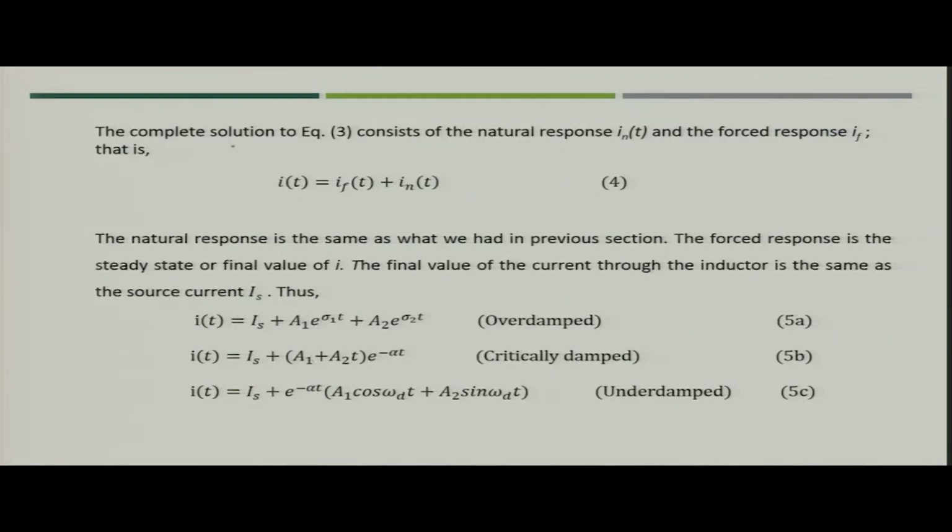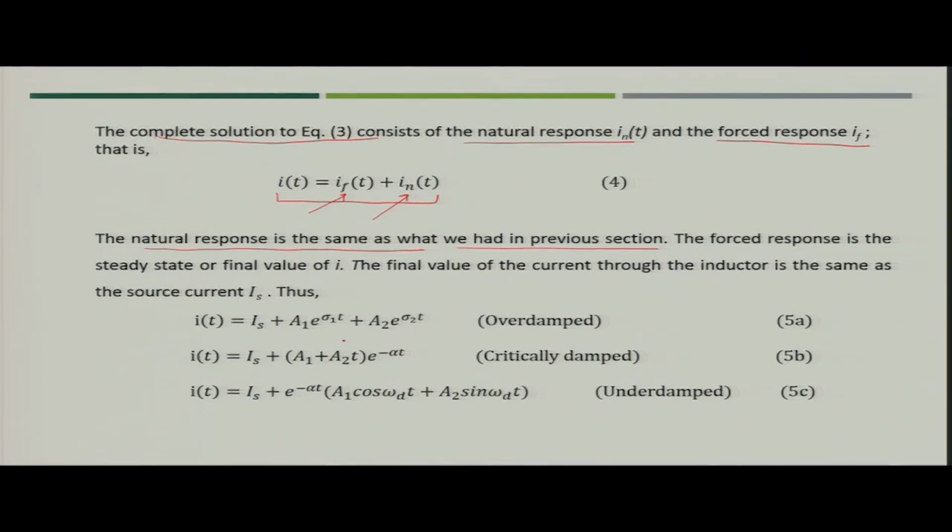Now, the complete solution will consist of the natural response as well as the forced response. So, you can write the total current I as the sum of the forced response and the natural response of the current. Now, the natural response of the current is the same as we got in the previous section when we discussed the source free parallel RLC circuit. So, we can write those equations.